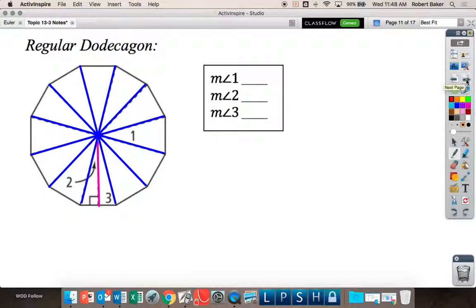All right. What about this regular decagon? It's not that bad. 10 sides, 10 congruent central angles. 36. So when you cut 36 in half, how big is this angle right here? 30? No, it's a dodecagon. No, 18. My bad. A dodecagon, that was good practice, has 12 sides.